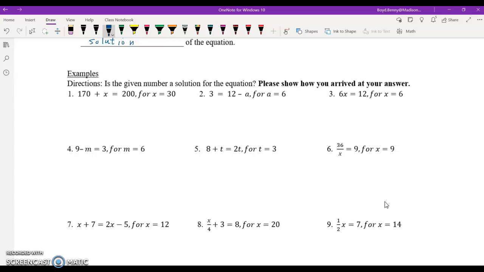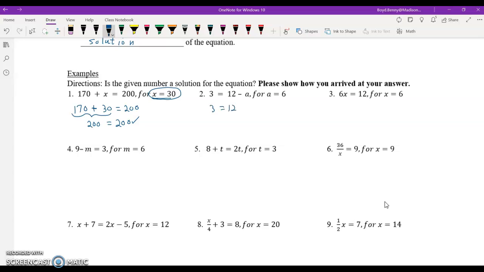So what I want to do to check this is I'm going to replace the variable x with the number they've given me, because they're saying x is 30. Okay, and then I'm going to ask myself, is 170 plus 30 200? Well, it is. So since 200 equals 200, this is a true statement. Therefore, this is a solution. So I would circle it. How about the next one?